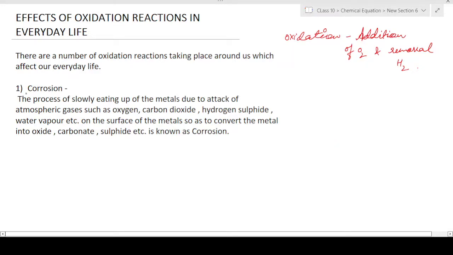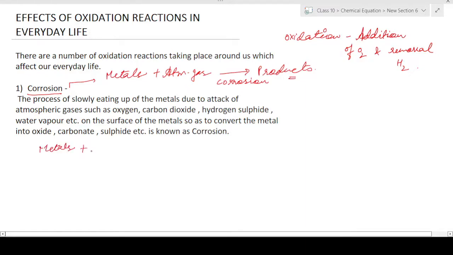The first one is corrosion. Corrosion is simply a process where we see that metals, when they react with atmospheric gases, form certain products. Okay, now this whole thing, that metals react with atmospheric gases and form a product, is the corrosion reaction. Now what type of atmospheric gases? I'll try to explain here.